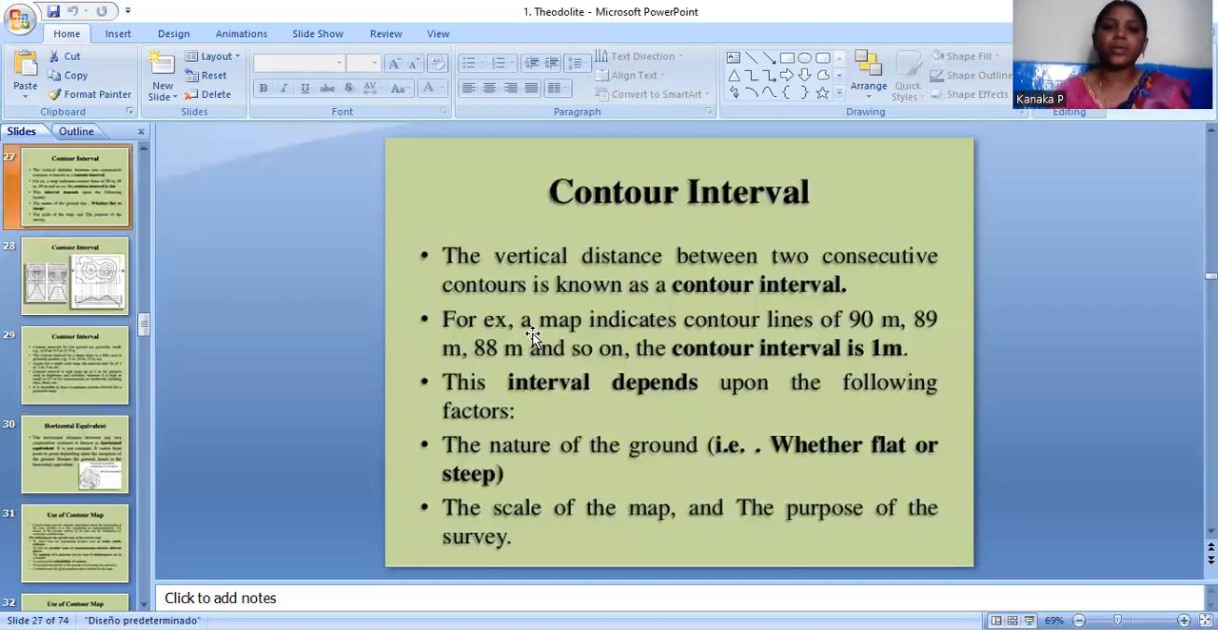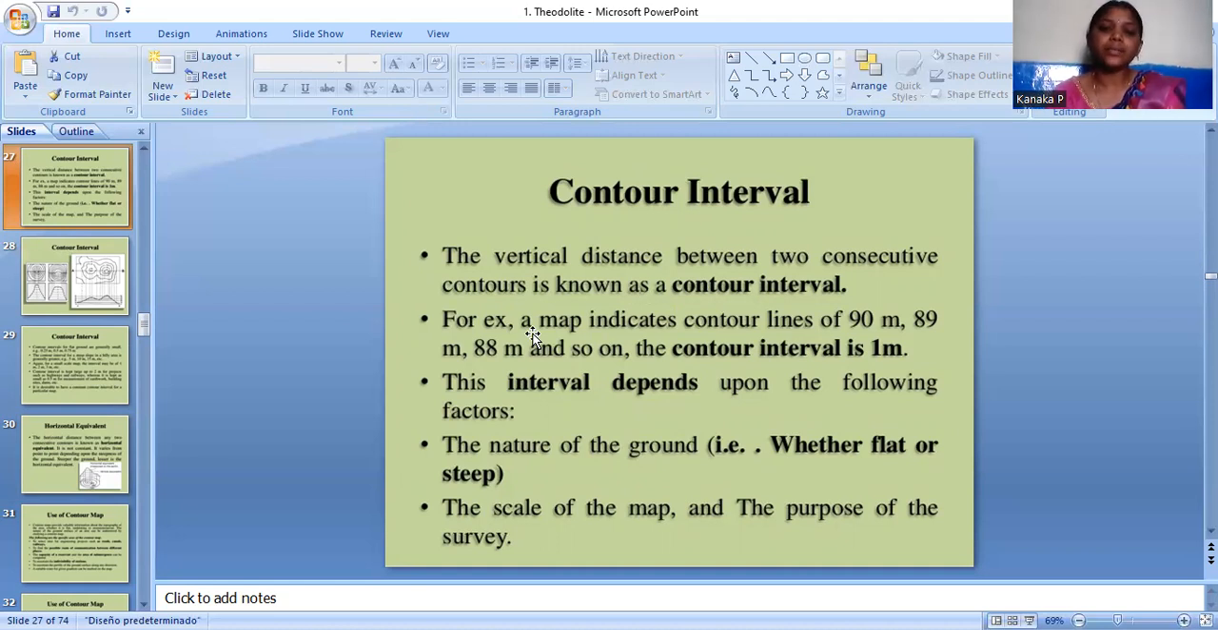So next one is contour interval. The vertical distance between two consecutive contours is known as the contour interval. For example, a map indicates contour lines of 90 meter, 89 meter, 88 meter, and so on. So the contour interval is 1 meter.